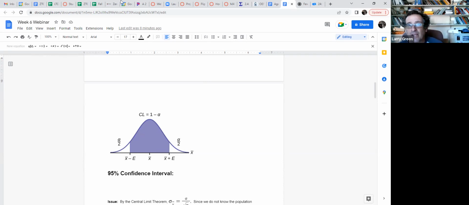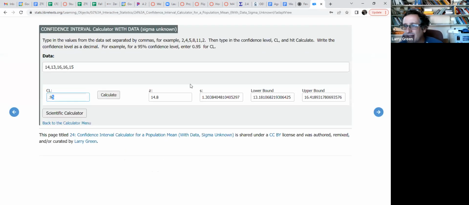Okay. So if we were to change this to 90% and hit calculate, you'll notice the numbers changed. Now it's 13.6 to 16.0. So we have a narrower confidence interval, which is good, right? But you're only right 90% of the time. You have a 10% chance of being wrong.